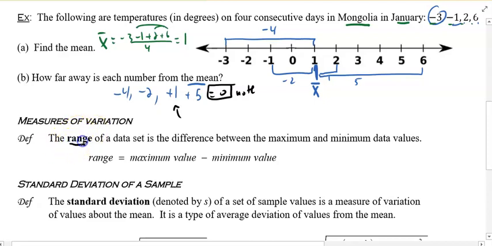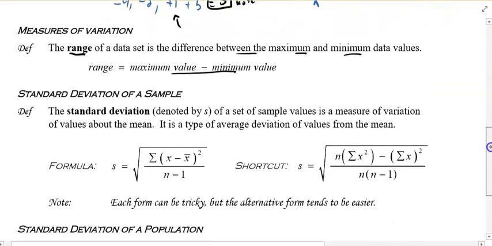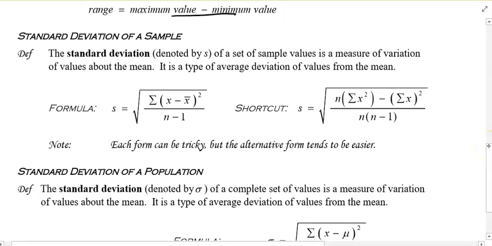First, we start off with a definition of what a range is. The range of a data set is the difference between the largest and the smallest value. Very simple, straightforward, nothing to it. Standard deviation, this is something we're going to be using for a long time. The standard deviation, denoted by s, of a set of sample values is a measure of the variation of the values about the mean. It is a type of average variation of the values from the mean. So it's really a big deal for us.